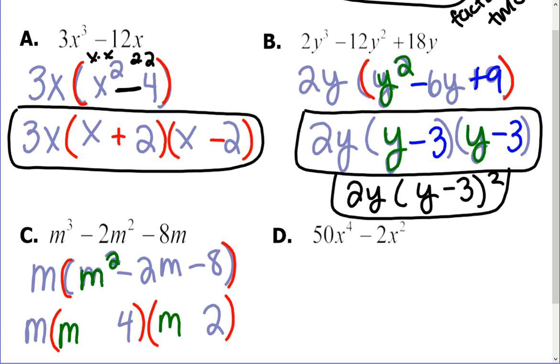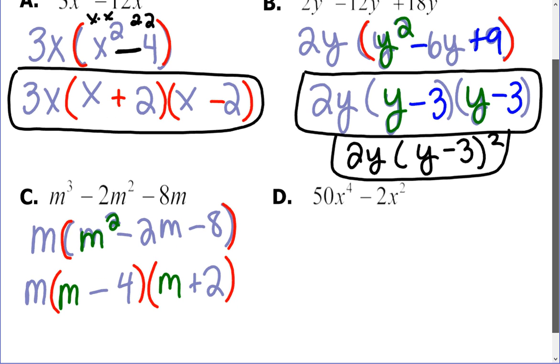Because I multiplied to a negative 8, one's going to be negative and one's going to be positive, but we need it to add to a negative 2m. So we need negative 4m plus 2m, and that will give me outer is 2m, inner is negative 4m, so 2m minus 4m is negative 2m. And we're done. That's fully factored.